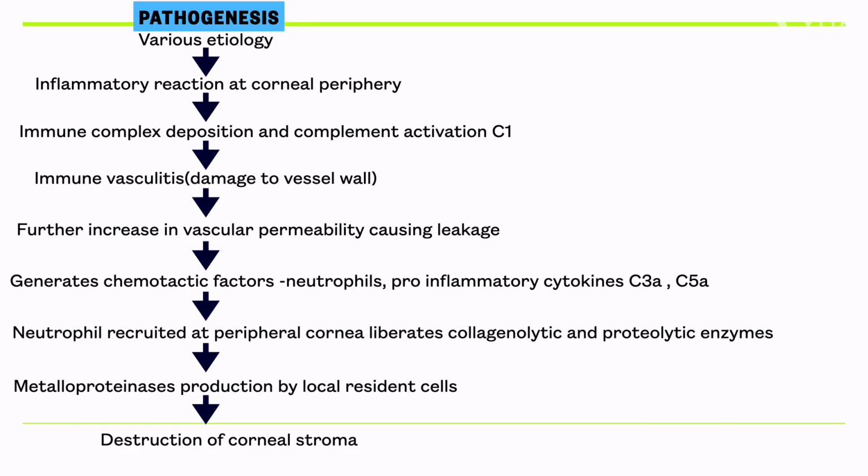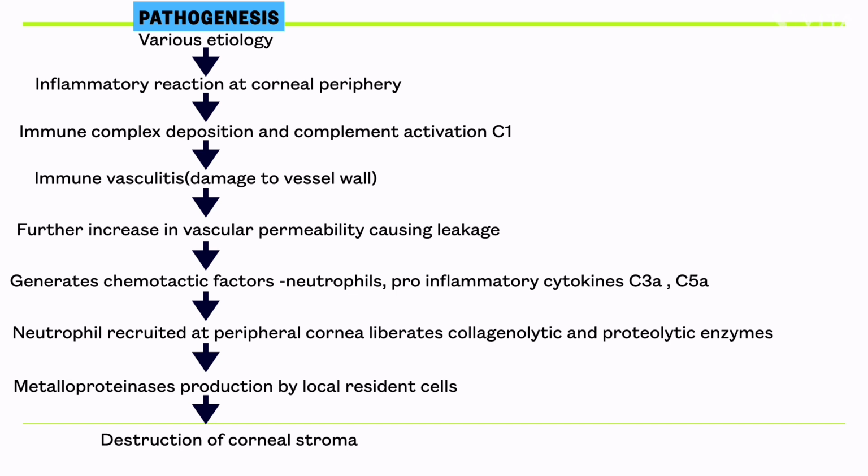So coming to pathogenesis, it begins with various etiologies, most commonly autoimmune diseases. Firstly, there is inflammatory reaction at the corneal periphery, which is significant because the limbal area is rich in blood vessels and immune cells. Next, there is immune complex deposition, which occurs at the limbal vessels, leading to complement activation. This triggers immune-mediated vasculitis, causing damage to the vessel wall and increased vascular permeability. As the permeability increases, inflammatory mediators leak into the surrounding tissue, and complement fragments like C3a and C5a act as chemotactic factors, attracting neutrophils.